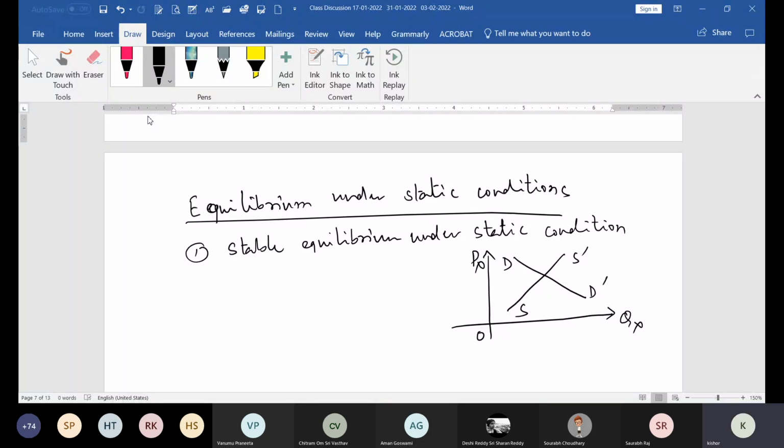Then suppose initially the equilibrium price is P3. Suppose the price increases because of some factor, for a very short time period. The price increases and becomes P4. At the higher price, what will happen?